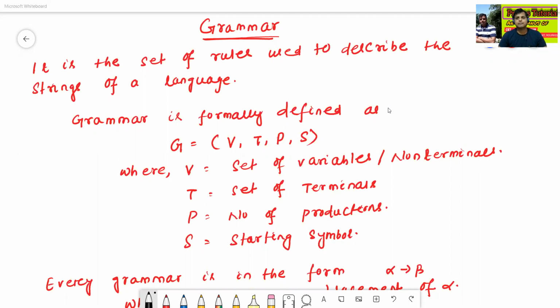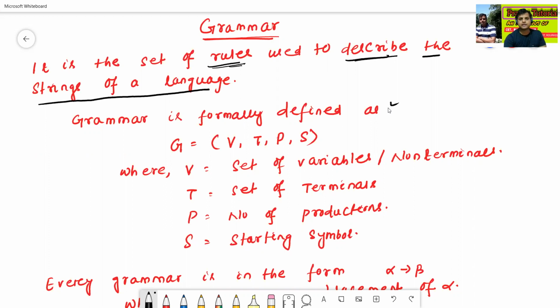So what is grammar in the theory of computation? The definition of grammar: it is the set of rules used to describe the strings of a language. The set of rules used to describe the strings of a language is called grammar. Now we'll try to understand with the help of a formal definition.